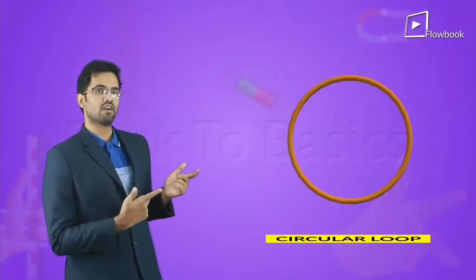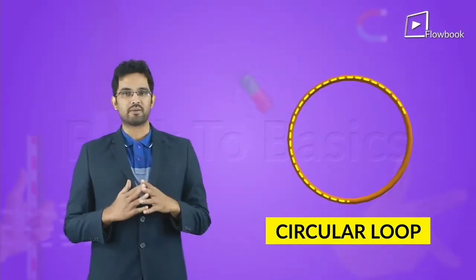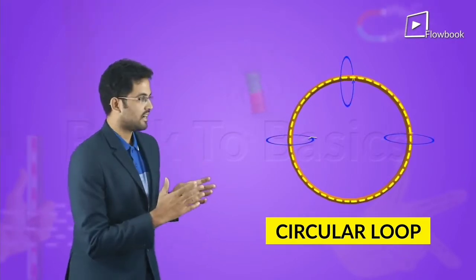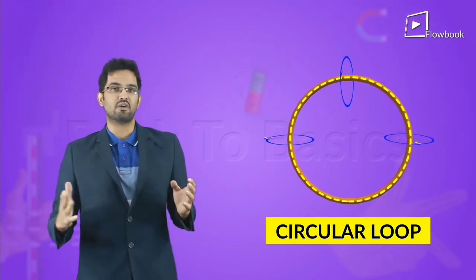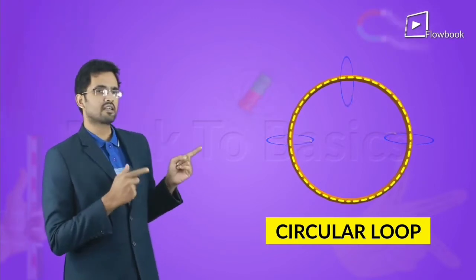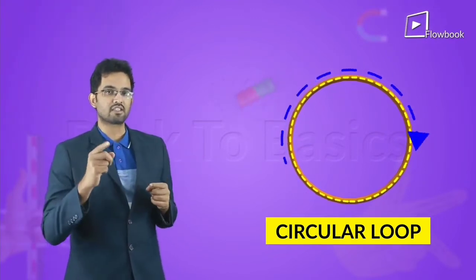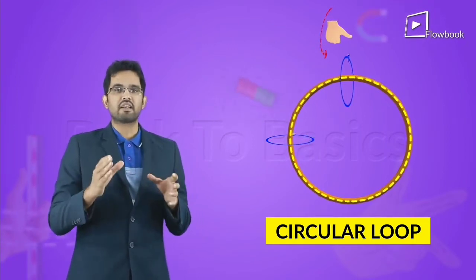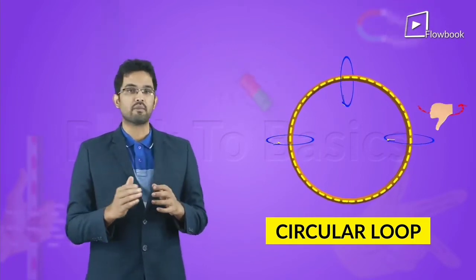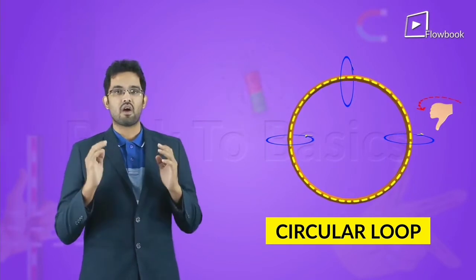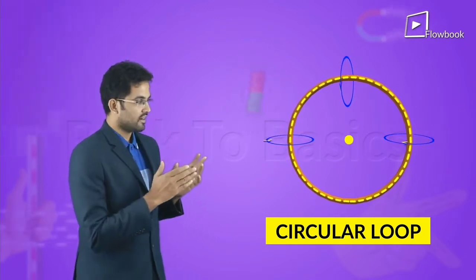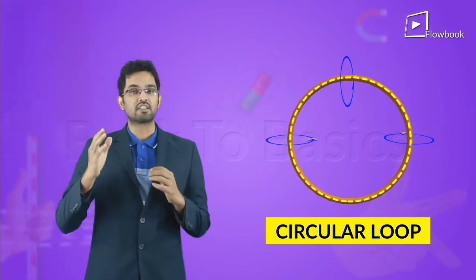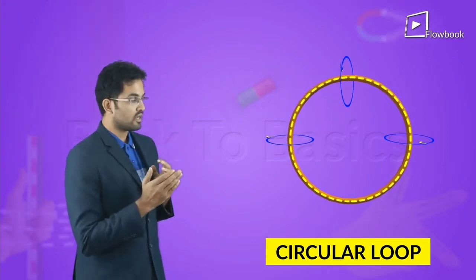So I have a circular loop here with some current passing through it. We know that this current causes a magnetic field around the loop. So here, since the current is in the clockwise direction, through the right hand thumb rule we can see that the magnetic field follows the direction in which your fingers curl. Also, at the center, the magnetic field of each section of the loop is into the loop.